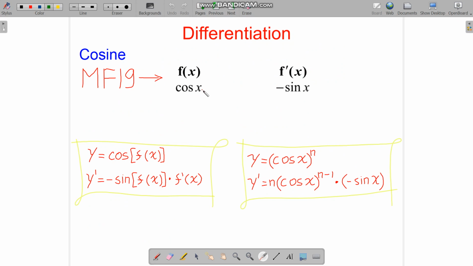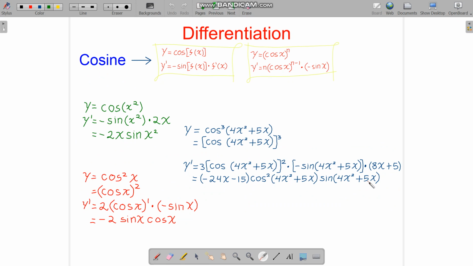The derivative of cos is minus sine, so cos something equals minus sine, exactly the same thing, times the derivative of the f of x. If we have cos x all to the power of n, we bring the power down, n times cos x to the power of n minus 1 times the derivative of cos, which is minus sine. For example, cos x squared, cos becomes minus sine, still x squared, exactly the same angle, and we multiply by the derivative of x squared, which is 2x.